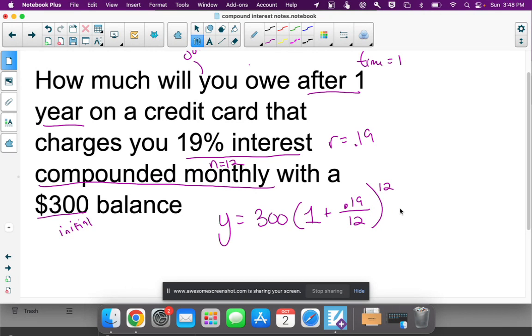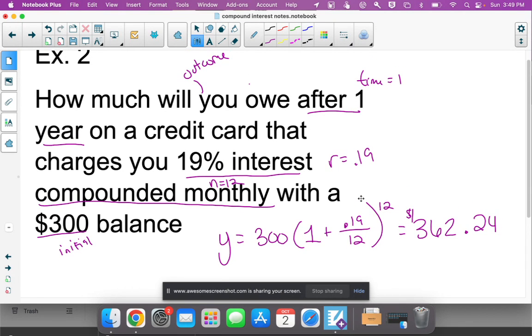And I am getting $362.24. Hopefully that's right. Yep, $362.24 rounded to the nearest penny. So yeah, if you don't do anything, if you don't pay anything on it, at the end of the year, you're going to owe $62 more than what you originally put on the credit card. So that's how that's going to work.